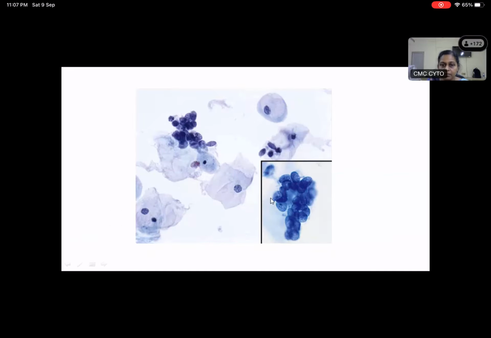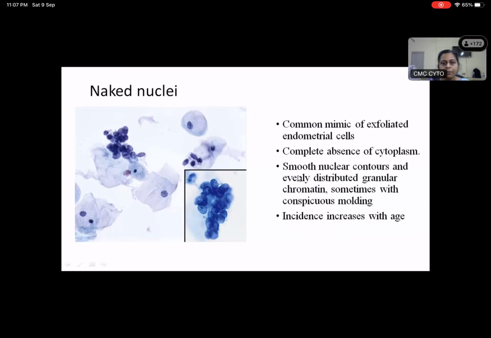And again, what is this? This kind of cluster, a tight cluster. There is hardly any cytoplasm here. This is something called naked nuclei. This is a mimic of exfoliated endometrial cells. These can be seen in older age groups. Sometimes this gets mistaken for endometrial cells and reported as presence of endometrial cells in a lady who is more than 45 years of age. There is complete absence of cytoplasm, smooth nuclear contours, and some molding can also be present. This incidence increases with age, but this should again not get mistaken for neoplasia.